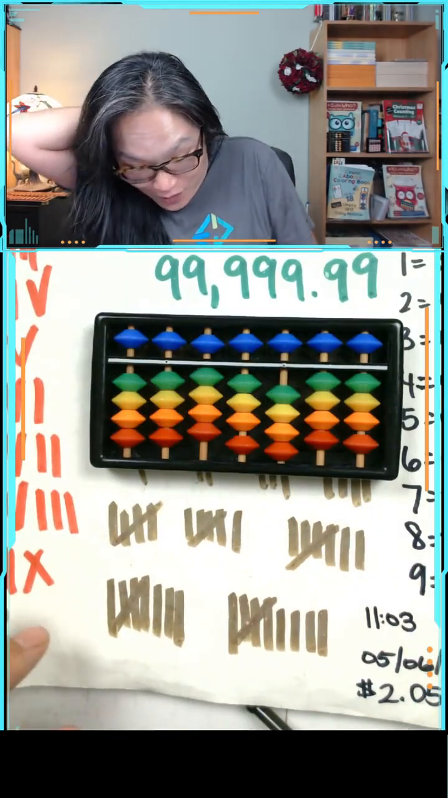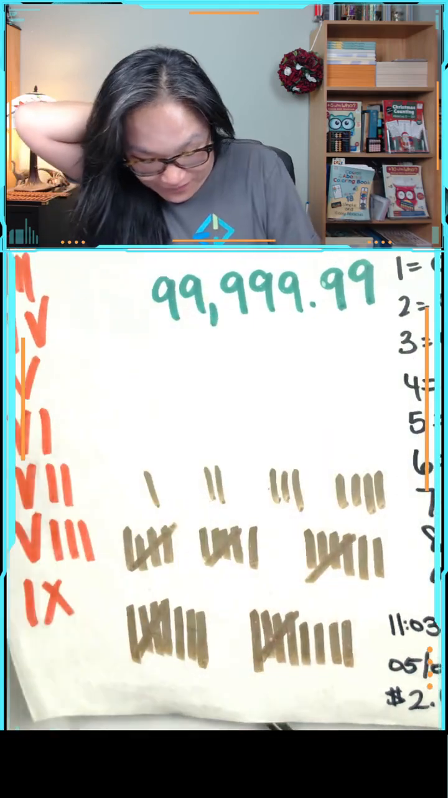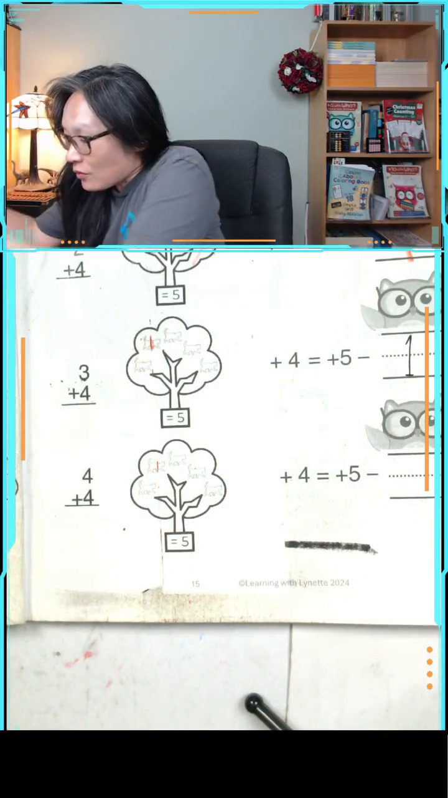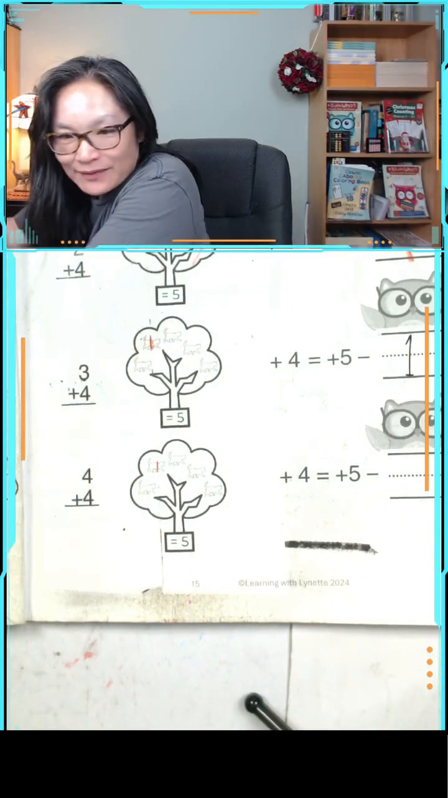All right, so we did that. Okay, we're just about done. I'm about spent. We're going to do one more concept. We're going to do how to make a 10, and then we're done.